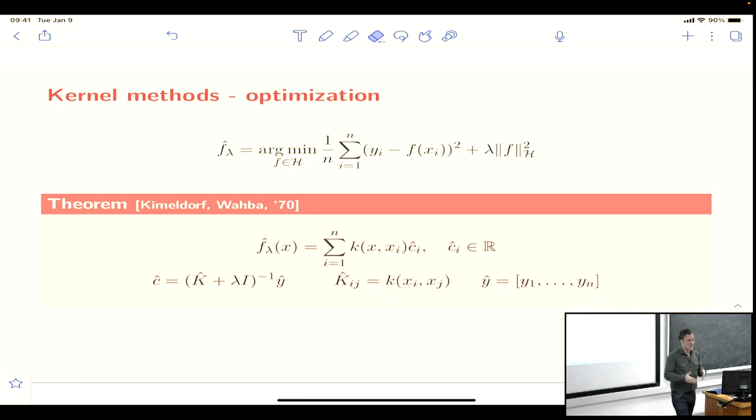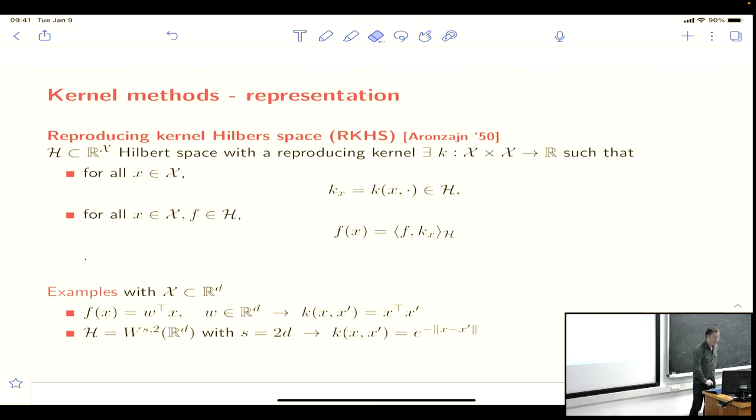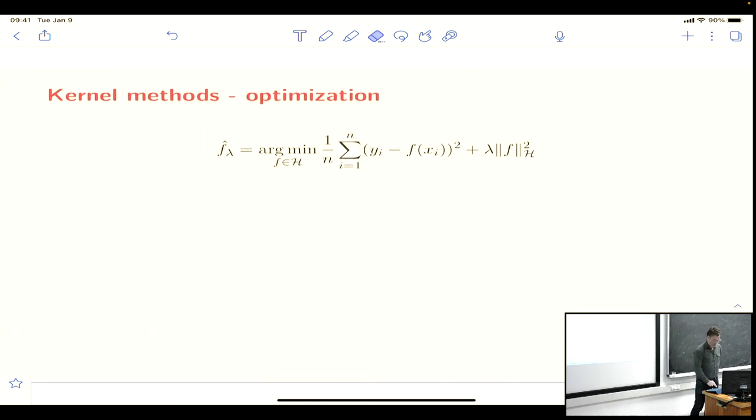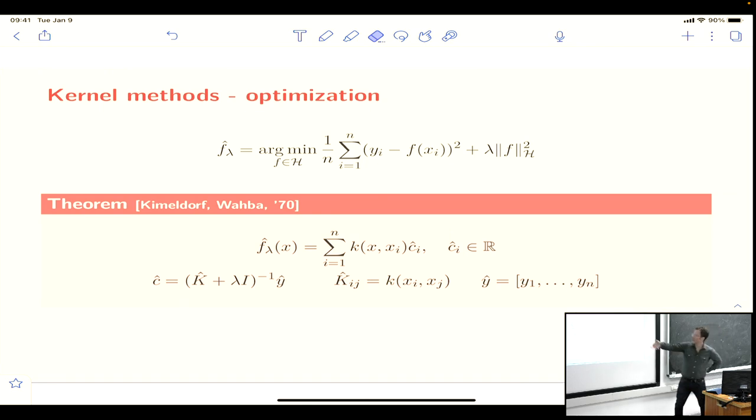Well, you wish. But close enough, right? But that's exactly the idea. You wish that this is a good approximation of what function generated your y's. Does it make sense? So again, this is abstract, but this is how you use it, okay? This is two lines of code, if you wish. You specify the data, the kernel, lambda, and you get the function approximation.